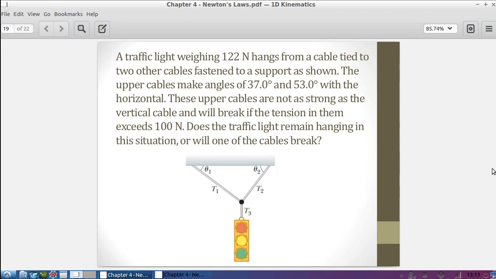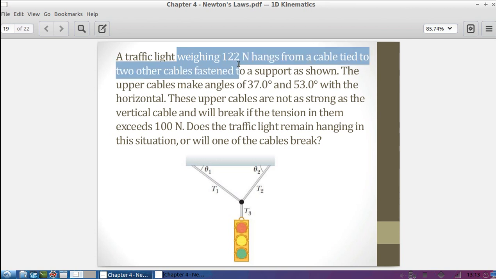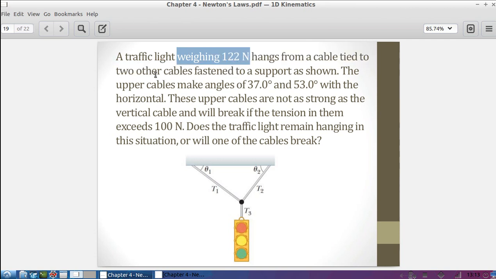I like this problem because it has a couple of concepts that you're going to see fairly often. The first sentence says a traffic light is weighing 112 newtons. They're giving us the weight in newtons. If I say the weight of something is whatever newtons, I already give you the gravitational force. This isn't the mass of the stoplight, this is actually the force of gravity on the stoplight. So I don't have to multiply this by g or anything like that. It's already in newtons. It's already a force.